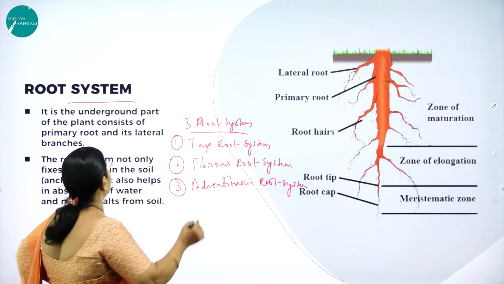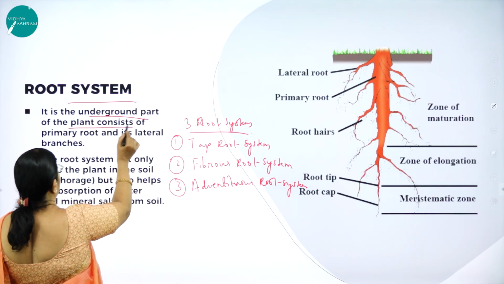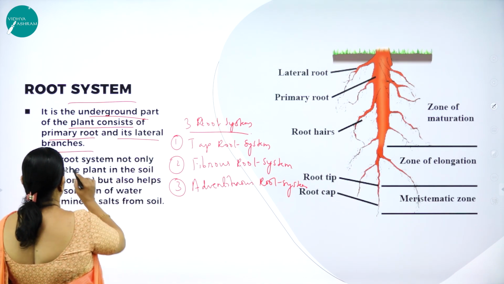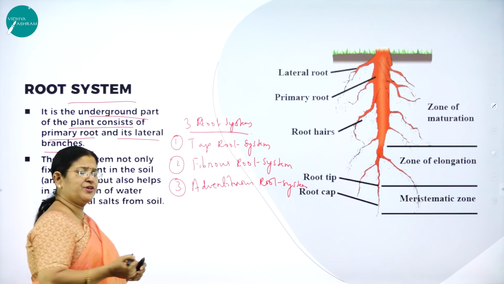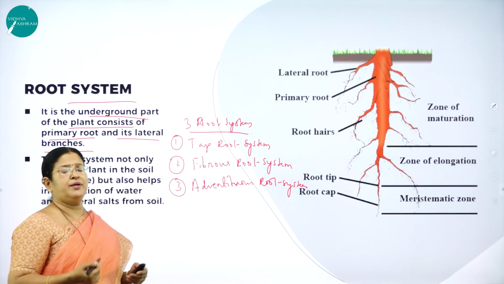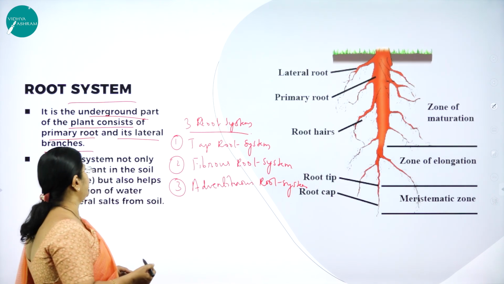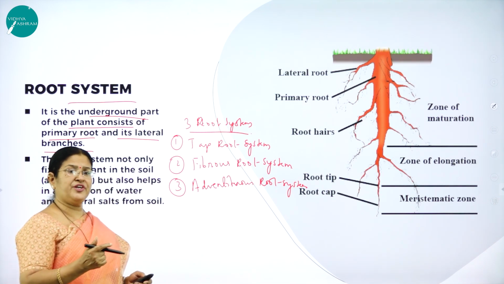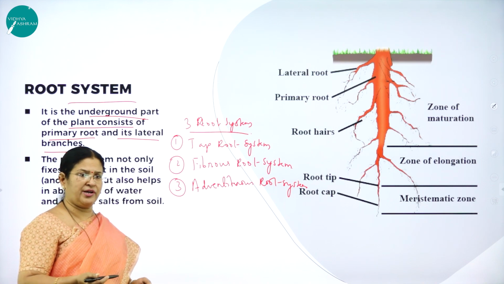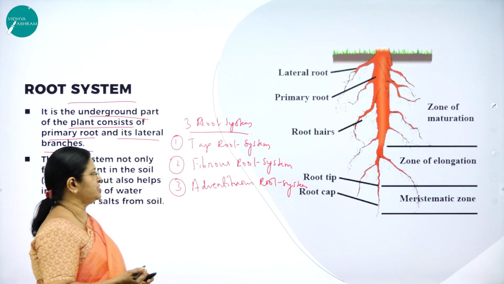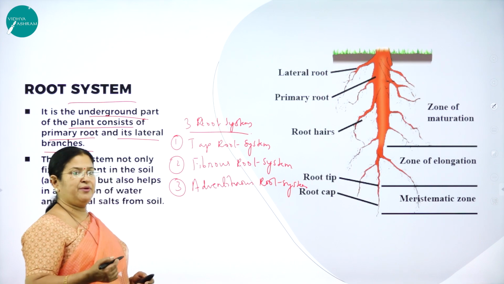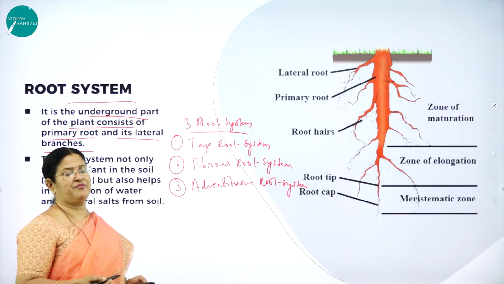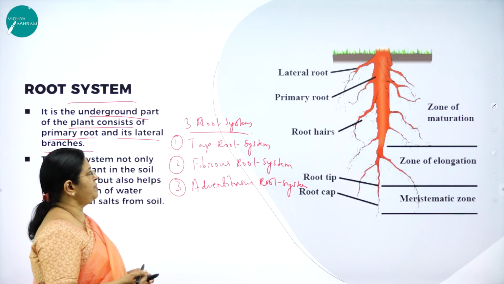What is a root system? It is the underground part of the plant which consists of the primary root and its lateral branches. Right. So all of us know the very important significance of the root system. It fixes firmly to the soil, anchorage. Not only fixing firmly to the soil, it conducts water, food and mineral salts, right? So those are the very important functions of a root system. Both the root system and the shoot system are very important parts of a plant body.